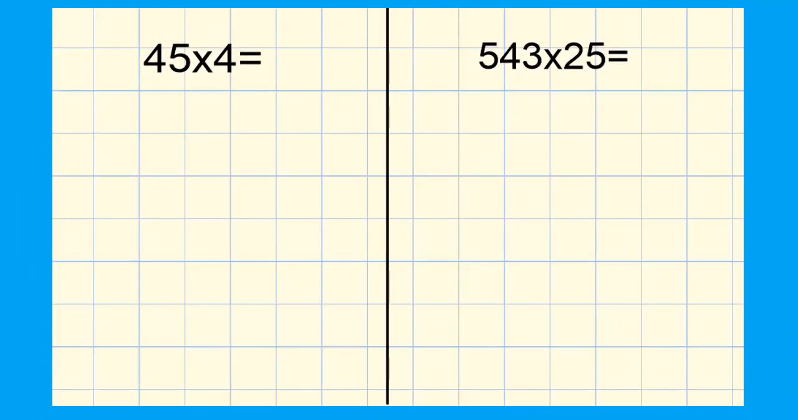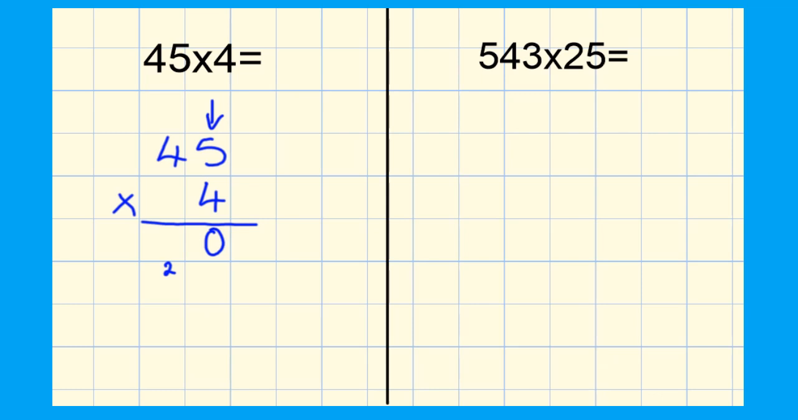So when performing column multiplication, we put our larger number on the top and the number that we are multiplying it by underneath. First of all, we multiply our ones column. So 5 multiplied by 4 is 20. 20 is 0 ones and 2 tens, which we carry over.